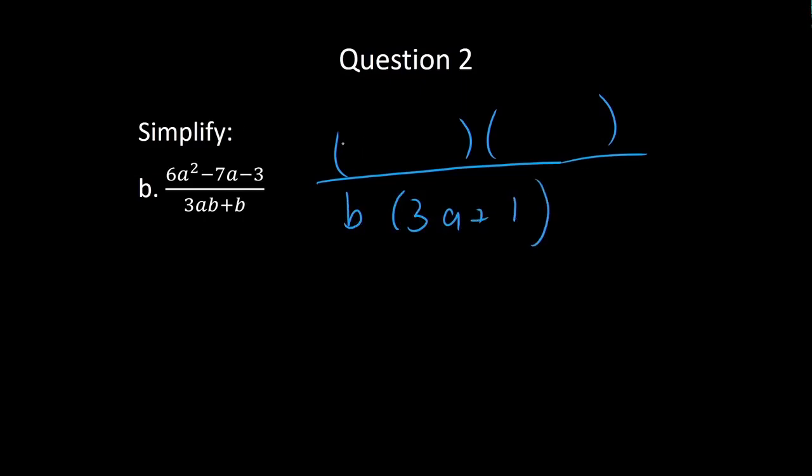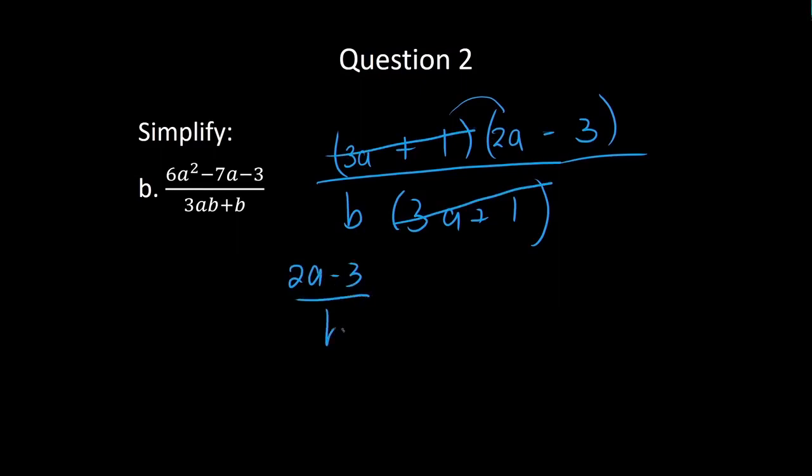My numerator factorizes to 3a times 2a, and we need to get negative 7 as the middle term, so I'm going to have negative 3 in my second bracket plus 1 in the first bracket. I've gone through that quadratic trinomial factorizing very quickly, but you can use whichever method suits you to confirm that those are your factors. If you multiply out, you will get a middle term of negative 7a, a constant term of negative 3, and a first term of 6a squared. We cancel out our common factors, and we'll just be left with 2a minus 3 all over b.